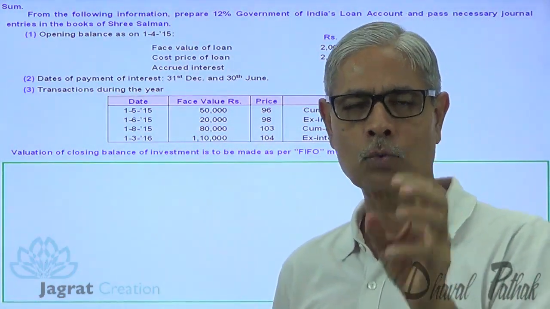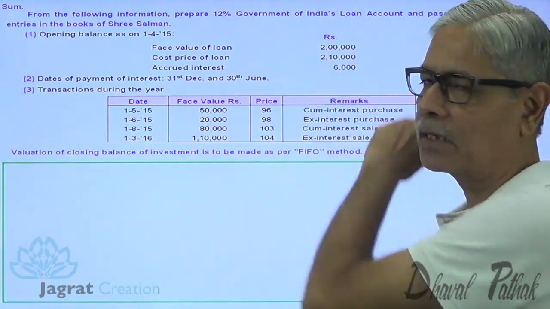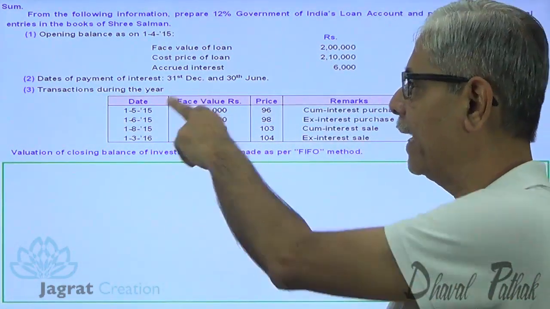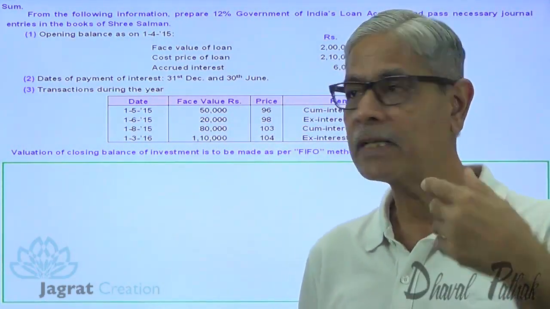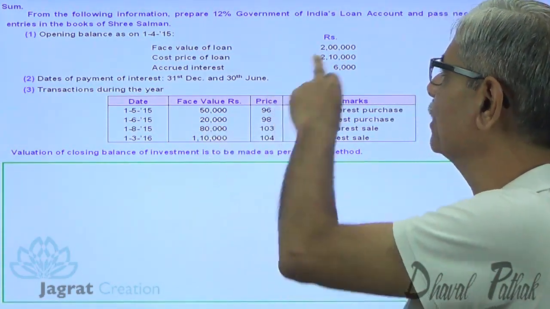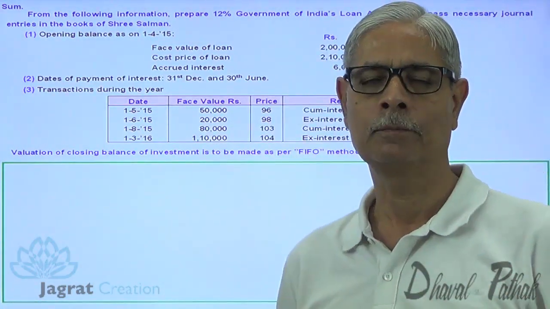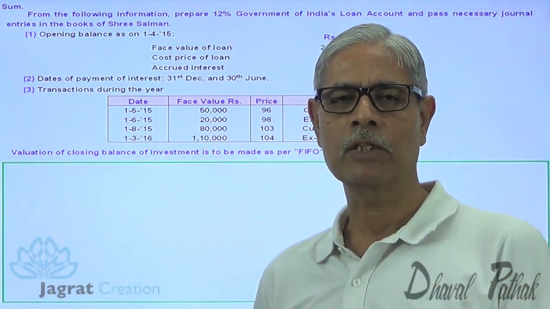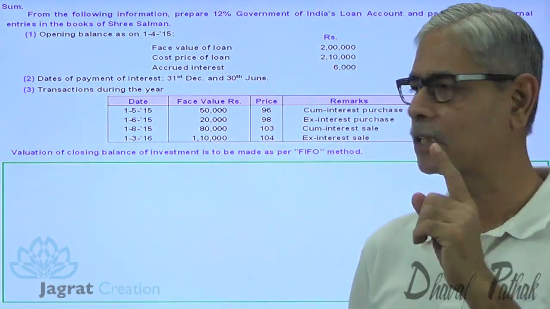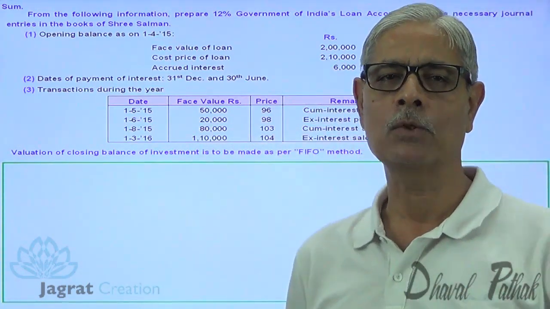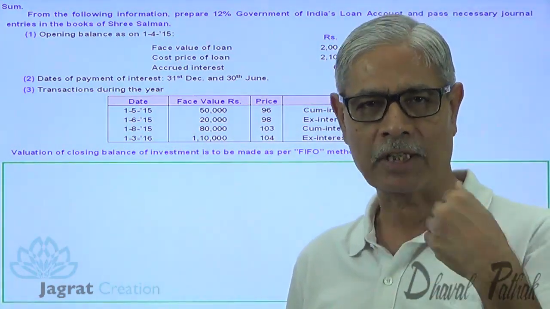So out of the opening balance of 2 lakh face value, 80,000 are sold, because the first entry is of 2 lakhs, the next entry is of 50,000, then the next entry is of 20,000, then the first exit is 80,000. So the first exit will be from the first entry. From 2 lakhs, 80,000 will be sold. Now out of 2 lakhs, 80,000 is sold. The investment left with me is 1,20,000, which entered first. Out of that 1,10,000 will be sold. So first in, first out method. The 2 lakh face value investment is first in.